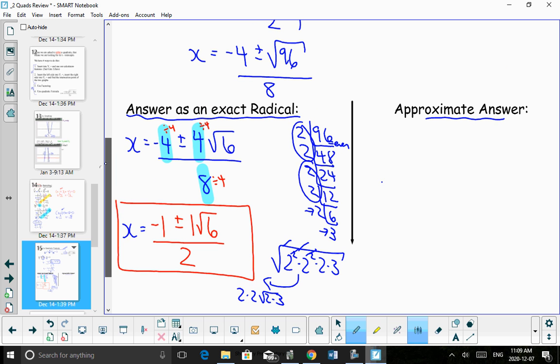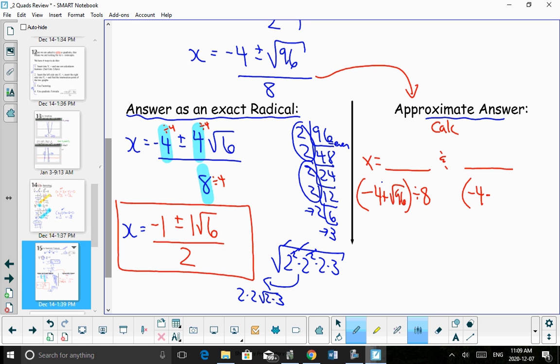For the approximate, all we're going to do is plug these in on our calculator. So the first one you're going to go negative 4 plus root 96, put it in brackets, and then divide by 8. And for the other one, you're going to go negative 4 minus root 96, and then divide it by 8. So again, use your brackets.